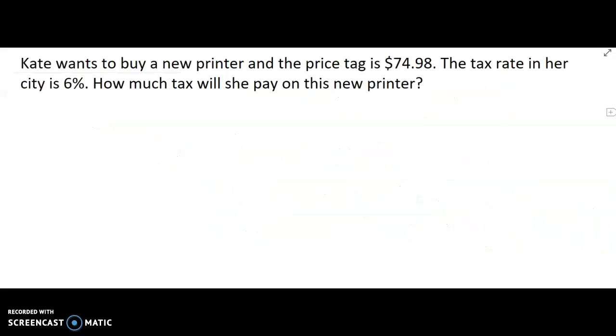And let's do one more. Let's end on a simple example. Kate wants to buy a new printer and the price tag is $74.98. The tax rate in her city is 6%. How much tax will she pay on this new printer? So all we're trying to find is the tax, right?